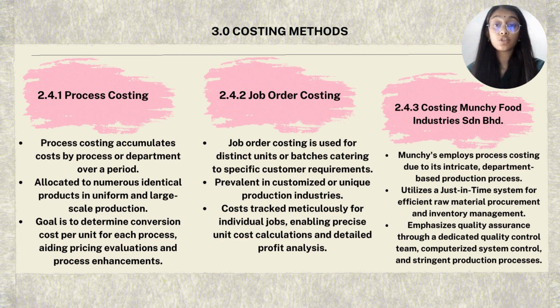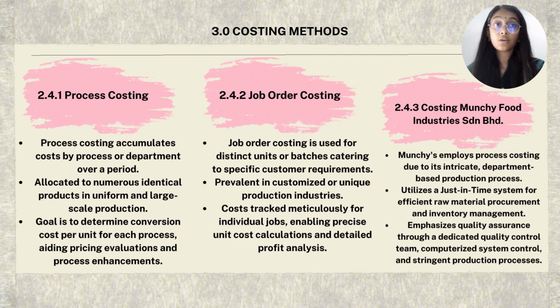The second is job order costing. Job order costing is used for designed units or batches catering to specific customer requirements, suited to a customer or unique production industry. Costing tracks the costs for individual jobs, enabling precise unit cost calculation for detailed profit analysis.